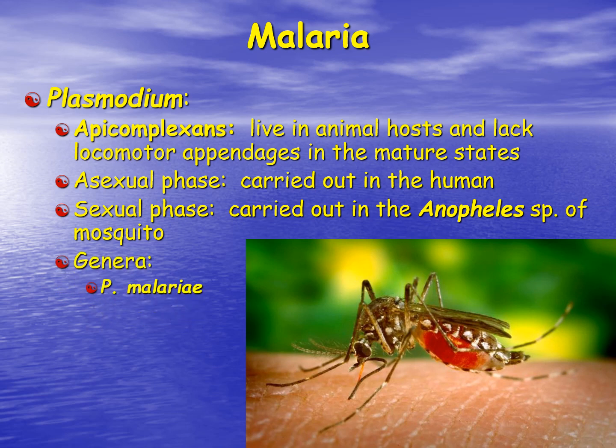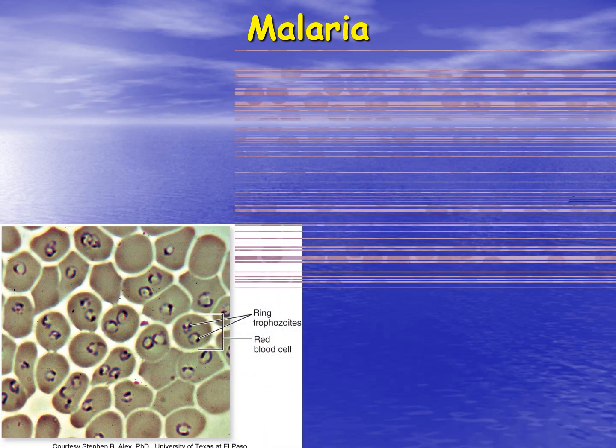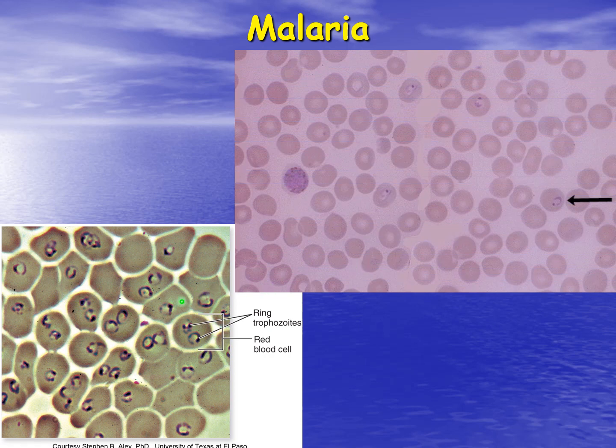Species include Plasmodium malariae, vivax, falciparum, ovale, and knowlesi. The malarial organism in the red blood cell will form a ring-like structure, and this is the asexual stage of the malaria protozoan. When we see these rings, we sometimes refer to them as the signet ring sign in the red blood cells. This is malaria.